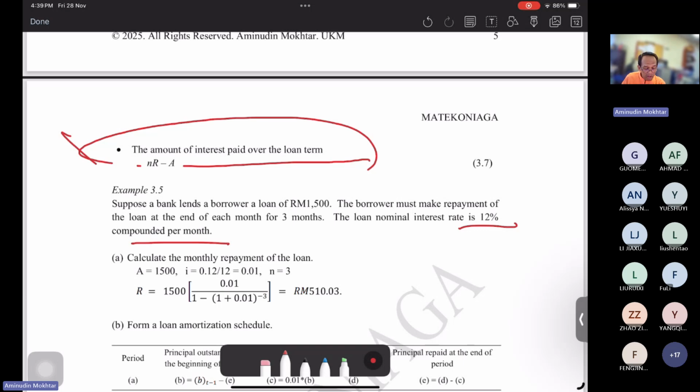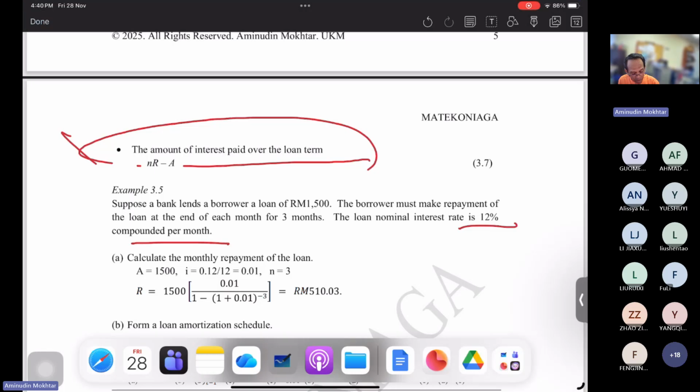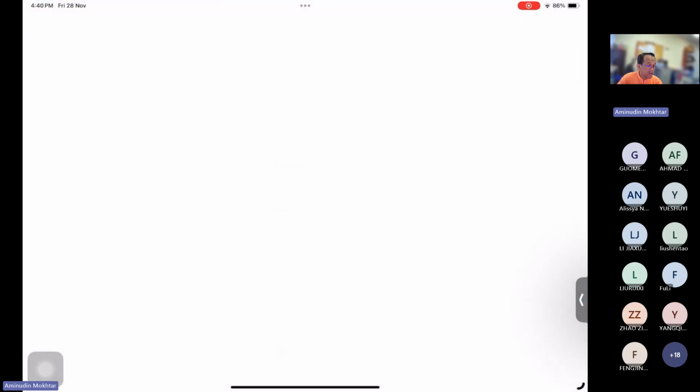Okay, the question now. The first question is: calculate the monthly repayment of the loan. How do we calculate the monthly repayment of the loan? Please refer to example 3.5. I will show you the calculation.